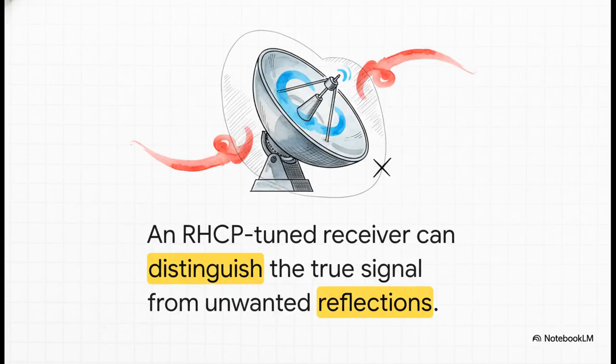And here is where the magic happens. If your receiving antenna is designed specifically for RHCP signals, it will be almost completely blind to that reflected LHCP signal. It can basically just ignore the multipath noise. It's an incredibly slick way to clean up a signal in a messy environment.